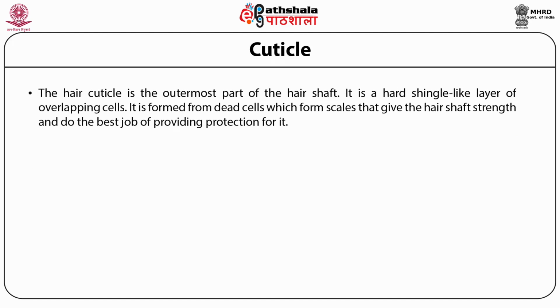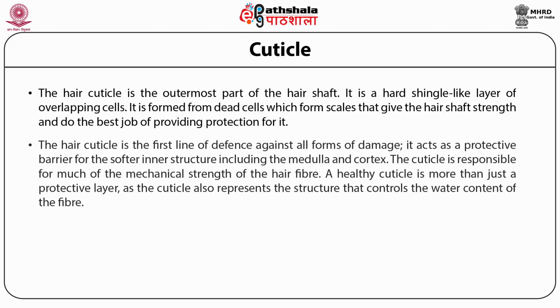Cuticle. The hair cuticle is the outermost part of the hair shaft. It is a hard, single layer of overlapping cells. It is formed from dead cells which form scales that give the hair shaft strength and do the best job of providing protection for it. The hair cuticle is the first line of defense against all forms of damage. It acts as a protective barrier for the softer inner structure, including the medulla and cortex.